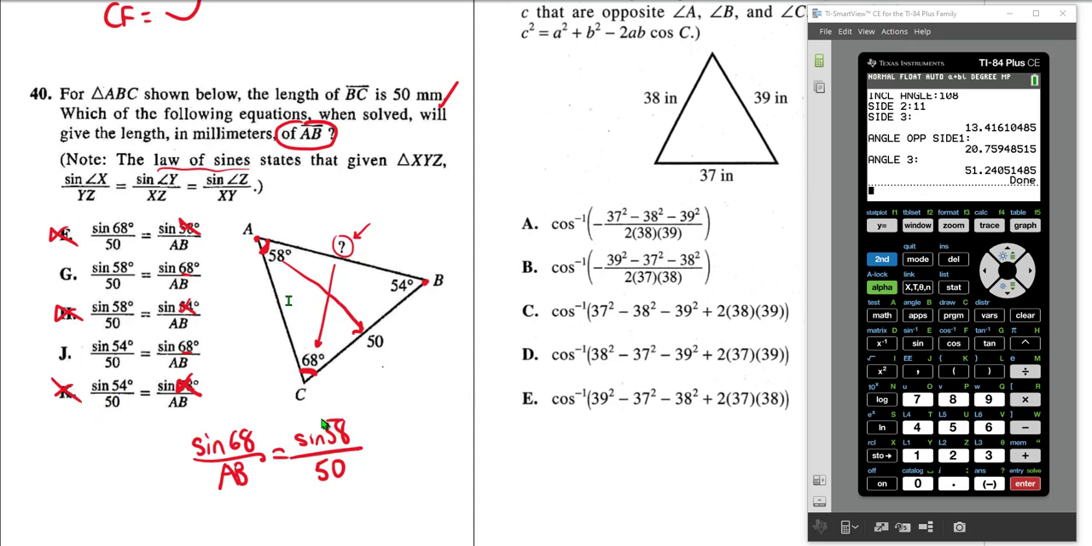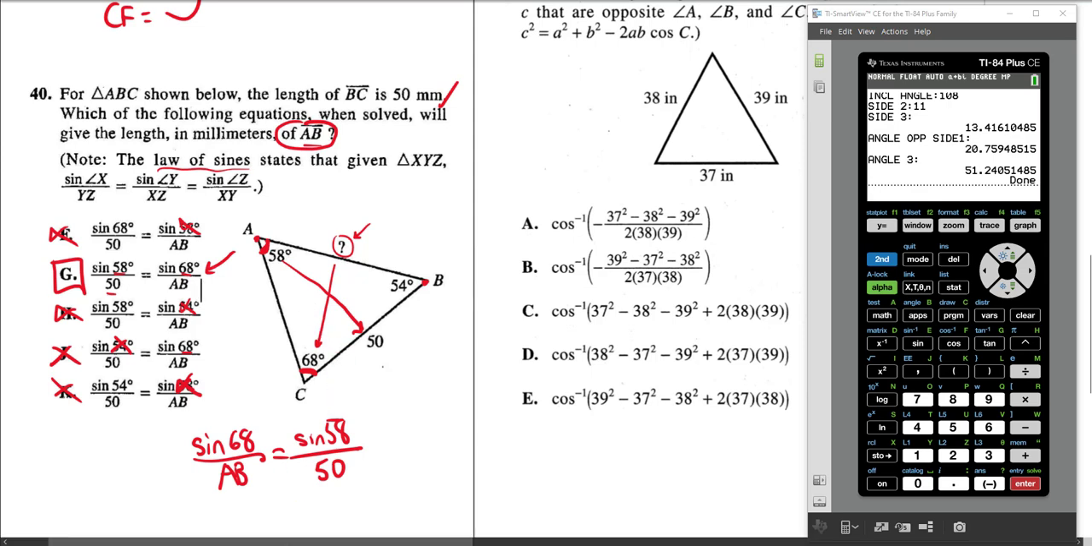And in terms of the other side of our equation, we have sine of 58 over 50. There's sine of 58 over 50. That's sine of 54 over 50. Answer choice J does not work. Answer choice G does. Is that what they were asking? Which of the following equations, when solved, will give the length of AB? Yes, that's what we set up, and we have gotten the correct answer here.